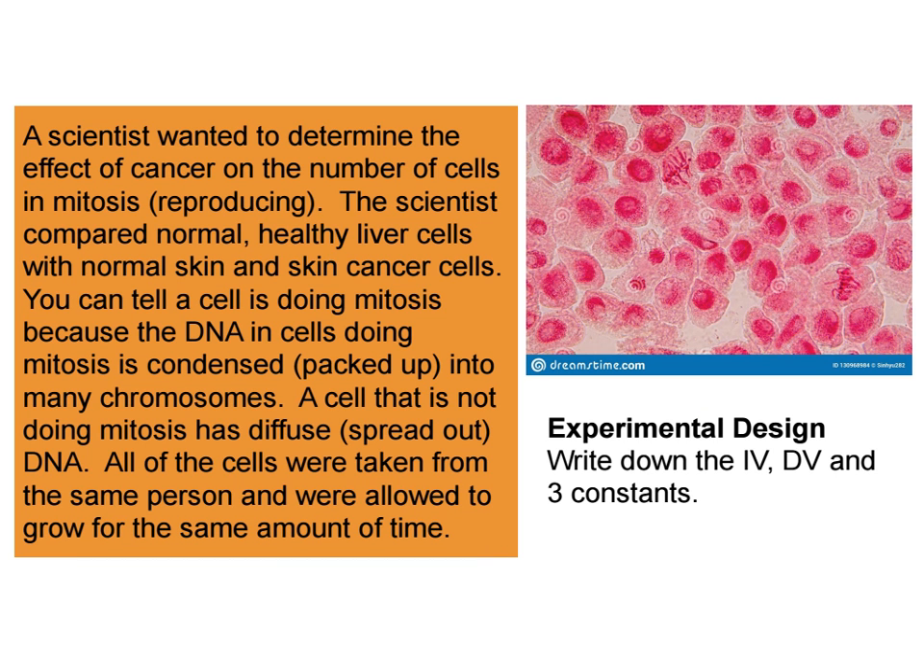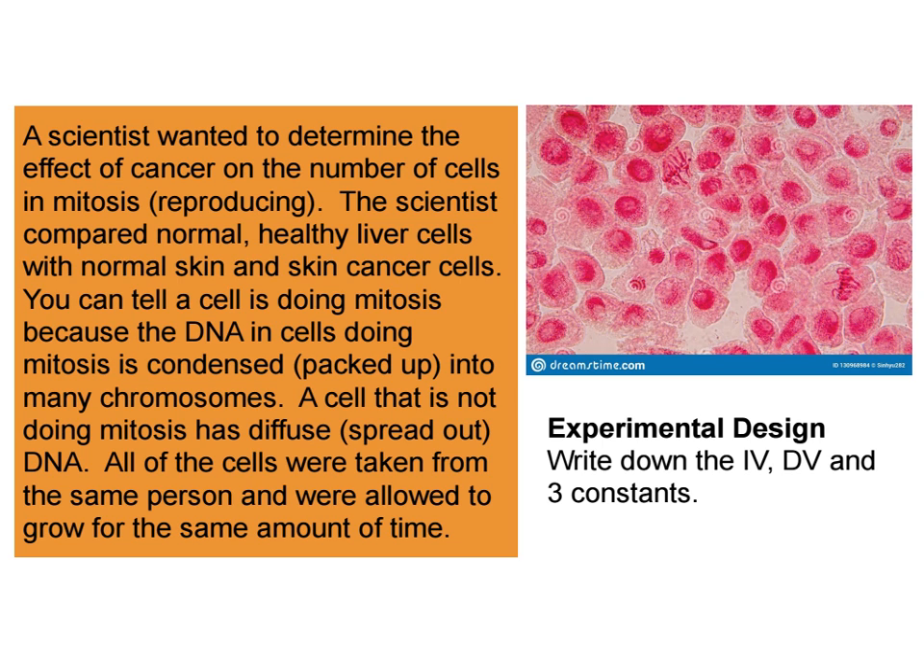So let's get to the lab. In this case, we're going to be doing data analysis for this experiment. So read the experiment along with me. A scientist wanted to determine the effect of cancer on the number of cells in mitosis. That would be the number of cells that are reproducing. The scientist compared normal healthy liver cells with normal skin and skin cancer cells.